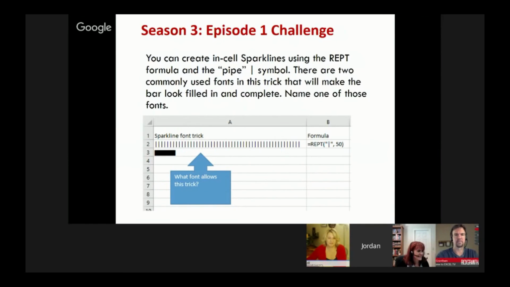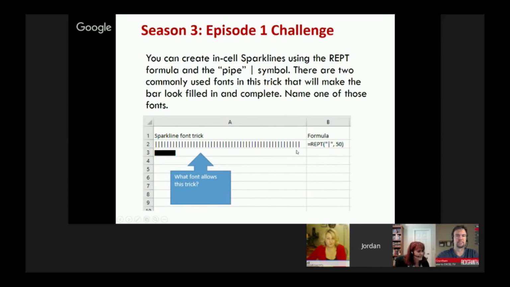All right, so let's talk about the first challenge of the year. It's a good one, ladies and gentlemen. Now, we all know you can create these in-cell sparklines in Excel. You can use this REPT function that I have over here. So here I'm repeating the pipe symbol. I'm saying repeat it 50 times. Now the problem with this, if you just do it like this, is that there's all these spaces in between, and who likes all those spaces?